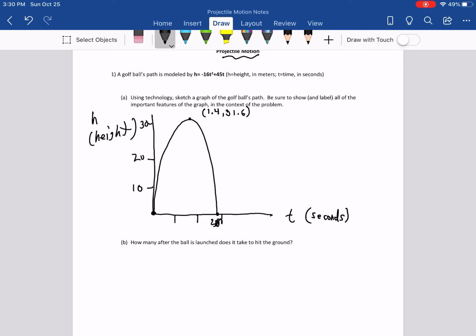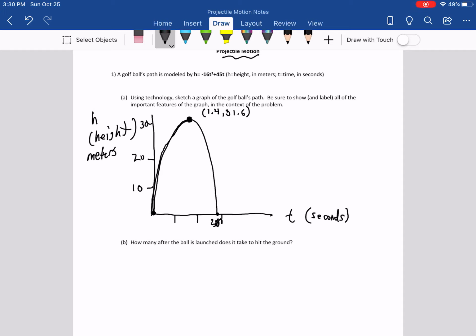So the golf ball starts at the ground. You're hitting it off of the tee. So for the first about 1.4 seconds, the golf ball rises. It reaches a maximum height of about 31.6. And this is height, it's in meters.